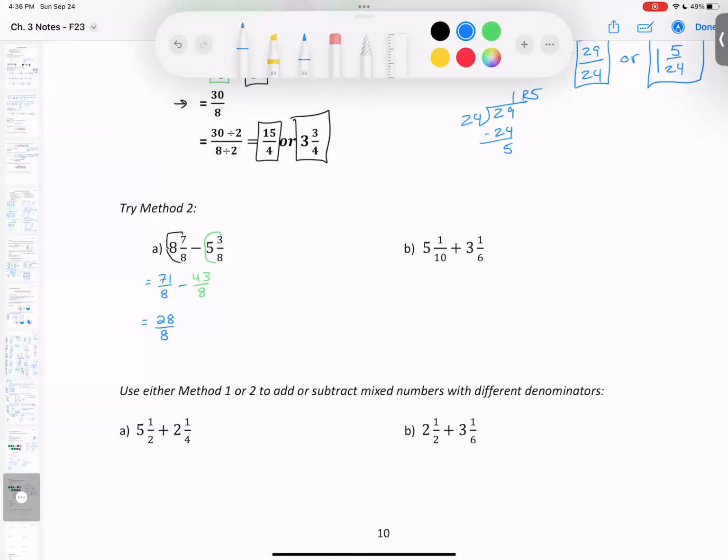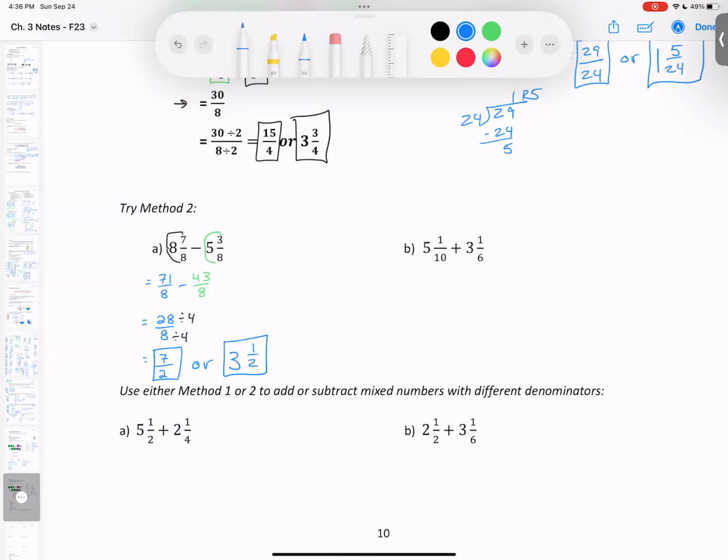What can we divide by here? We can definitely divide by 2. Oh, we could divide by 4. So I'm going to divide the top and bottom by 4, which gives me 28 divided by 4 is 7. So 7 over 2. So 7 over 2 would be my final answer. Or if I converted it to a mixed number, I would get 3 1/2.